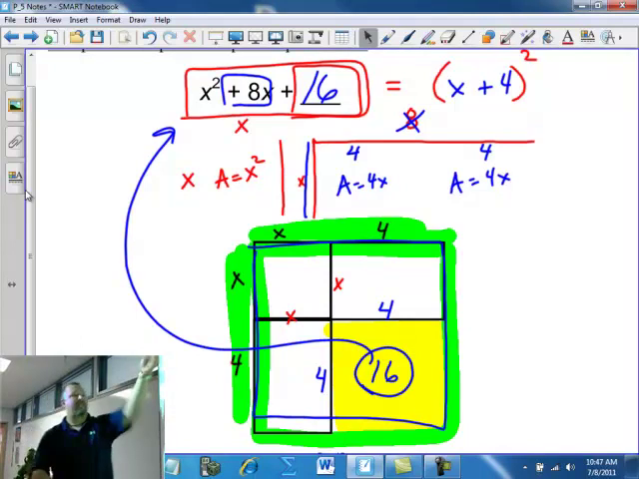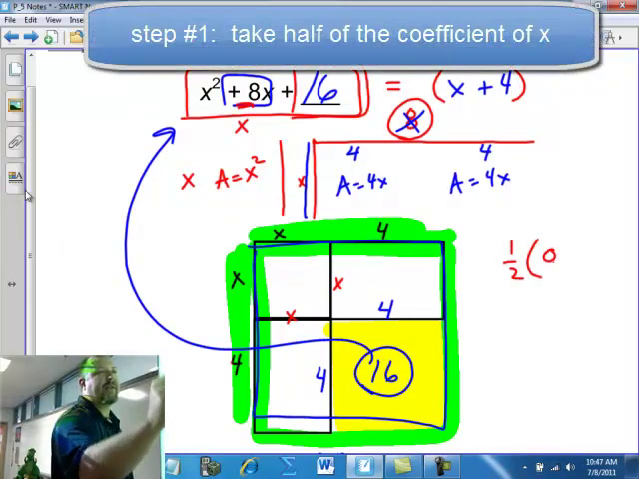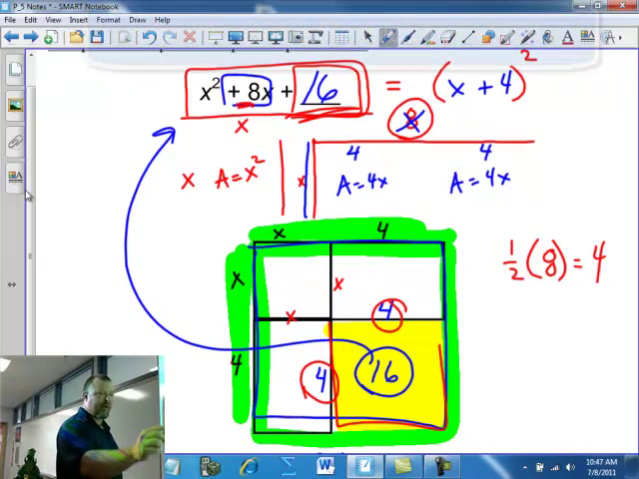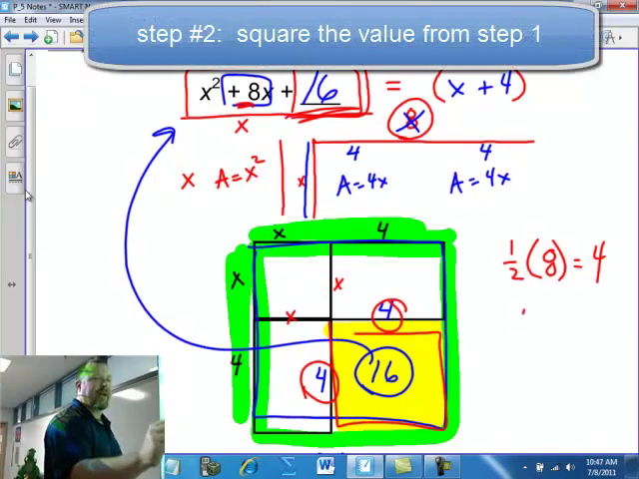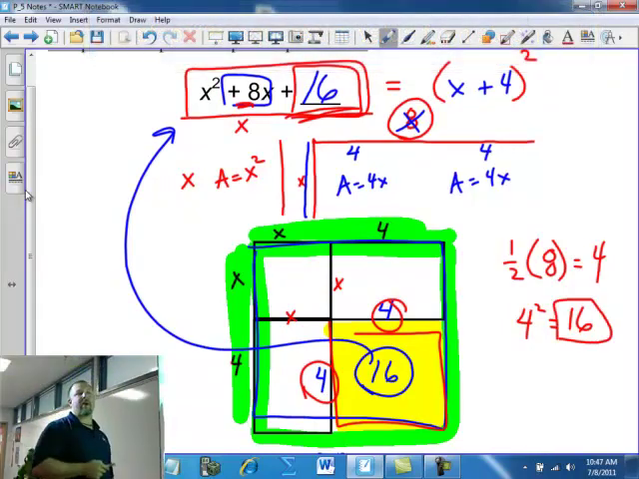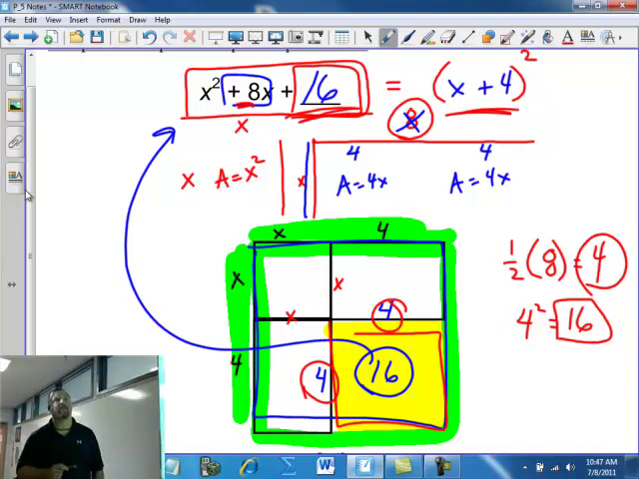Where did I come up with 16? I basically took my original rectangle of 8x and cut it in half. So I took half of 8 and I got 4. And where did the 16 come from? Well, the 16 was the area of this little square that was originally missing, so that is just 4 squared, which turned out to be 16. So 16 is what I ended up adding to complete the square, but the 4 is what I end up with inside of my parentheses algebraically to complete the square.